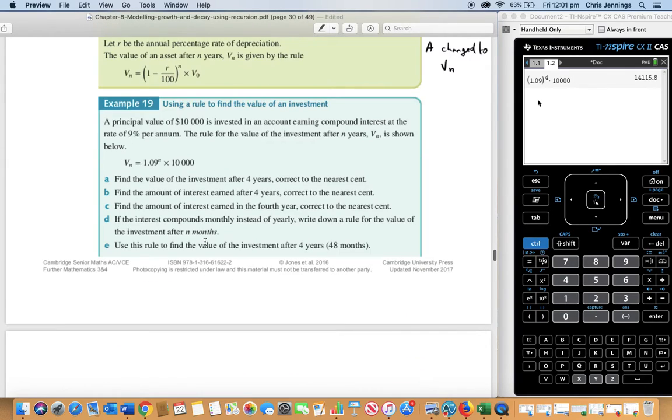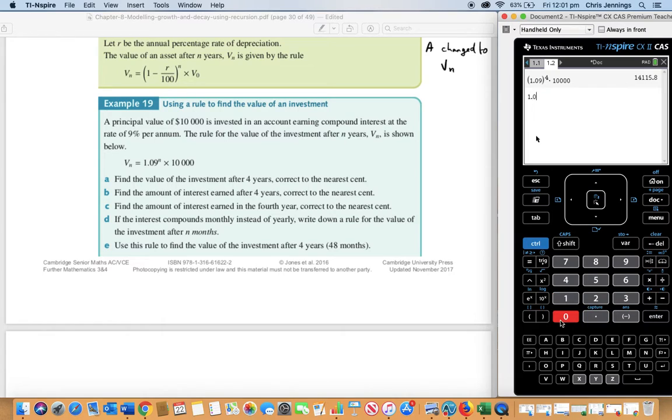Now, this next question is very similar to the last video. Find the amount of interest earned in the 4th year, correct to the nearest cent. So, this is what we found in the 4th year. To find out how much he's earned in the 4th year, we have to find out how much he's earned in the 3rd year. And I'll explain why as I type this in. Remember, press across for this part, times 10,000.